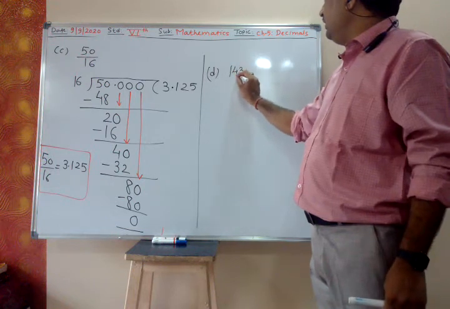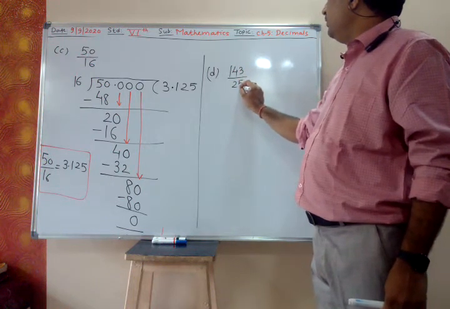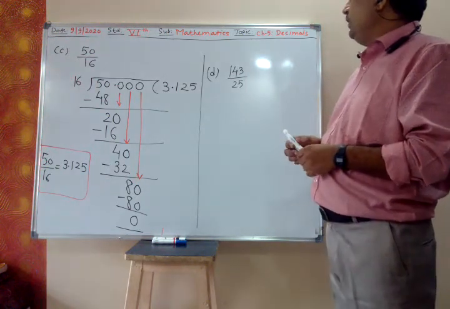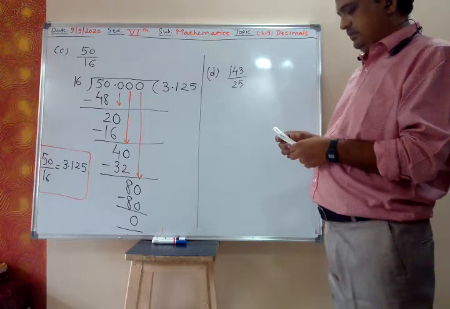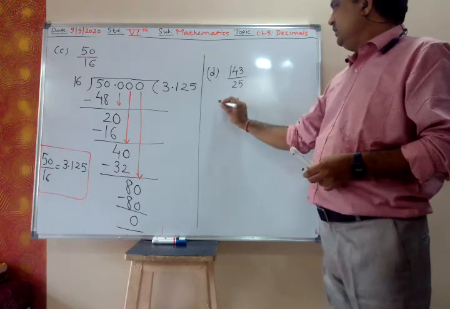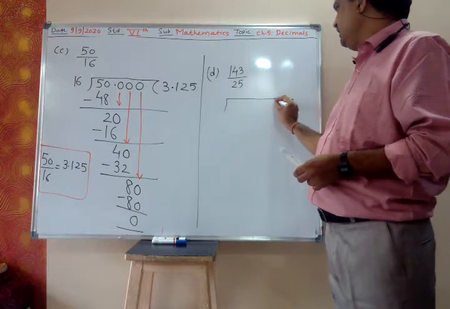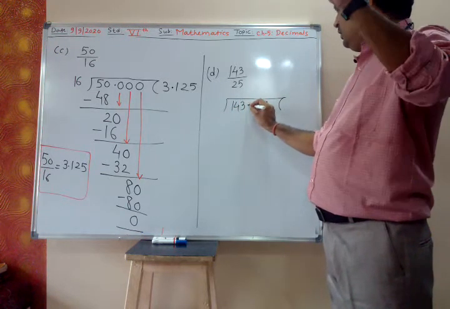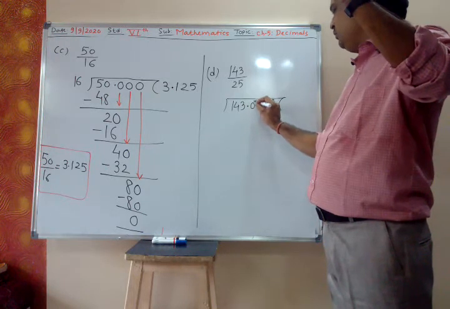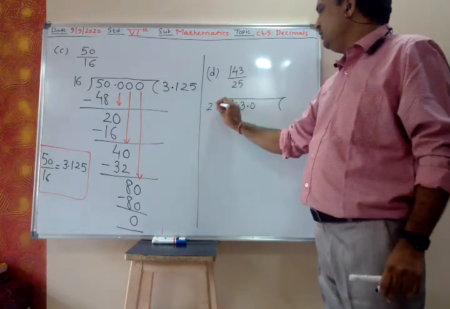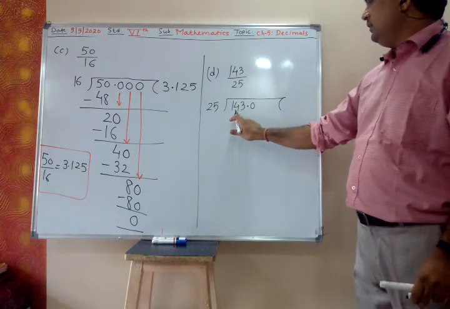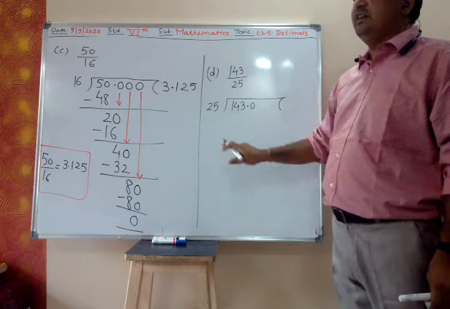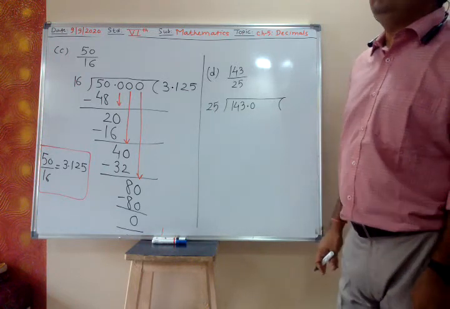143 divided by 25. So let us divide. This is my 143. We write 1 0. Then 25 6s are 150.